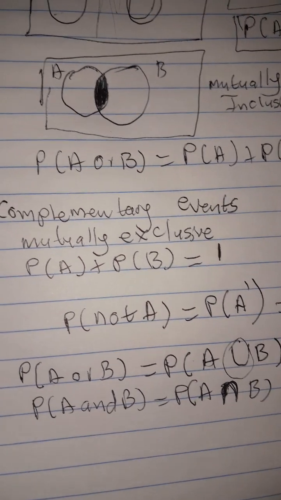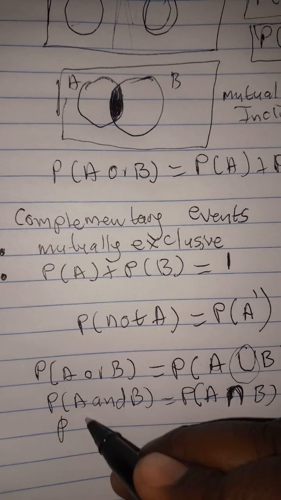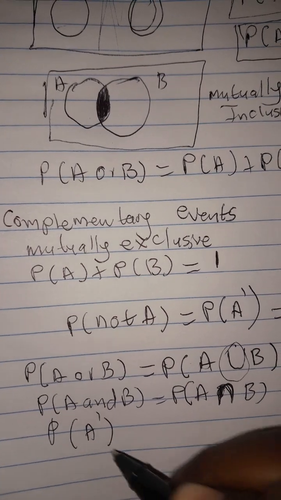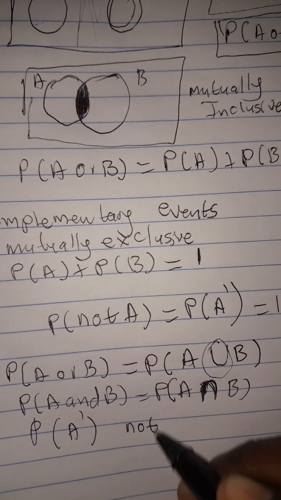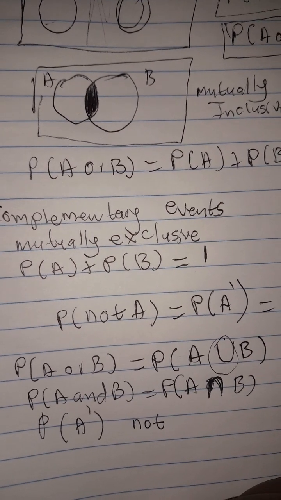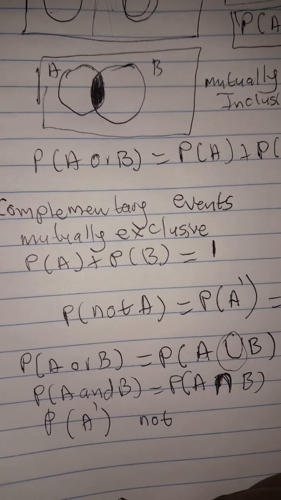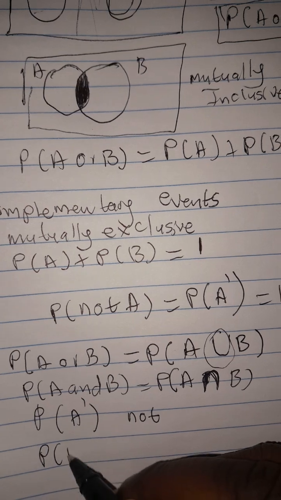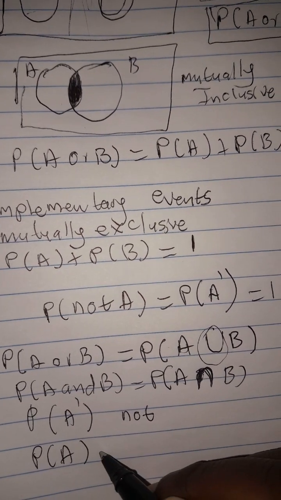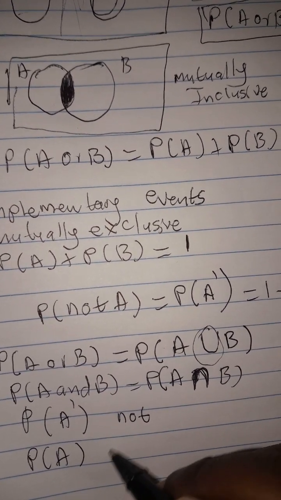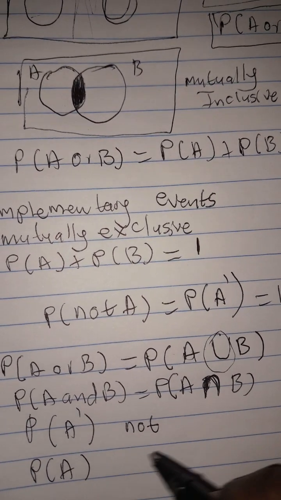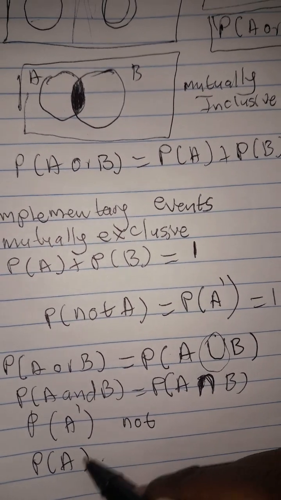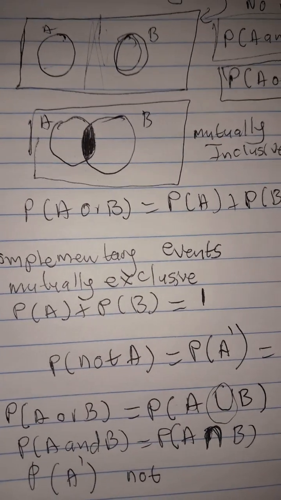Hope, guys, you are learning. So when it's like this, A prime, it's the probability of not. Very important to take note of. So when they say the probability of A or the probability of B, they're actually saying the probability of an event A occurring. Hope, guys, you're taking notes.